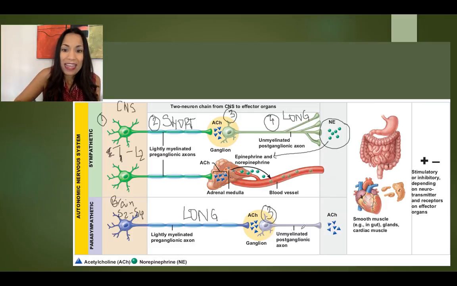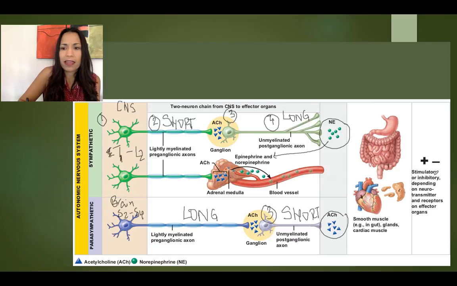Okie dokie. Now, on the parasympathetic nervous system, the postganglionic fibers are short. Why? Well, because we are very close to or right there in the target organs. And again, these neurons release acetylcholine.